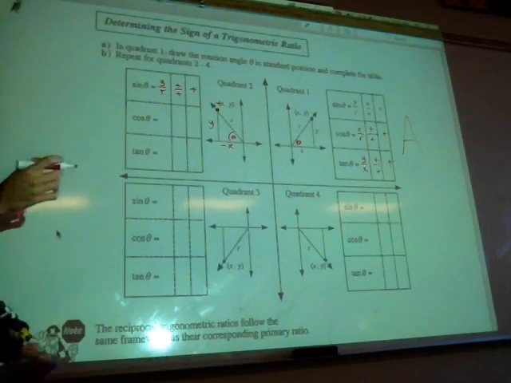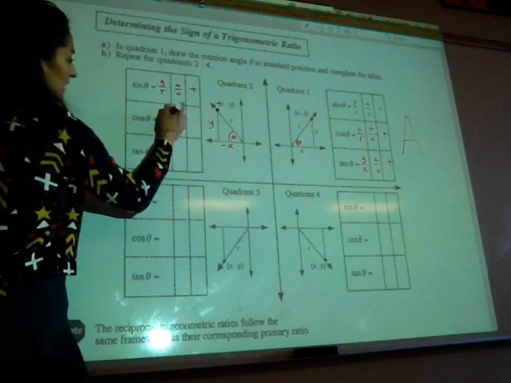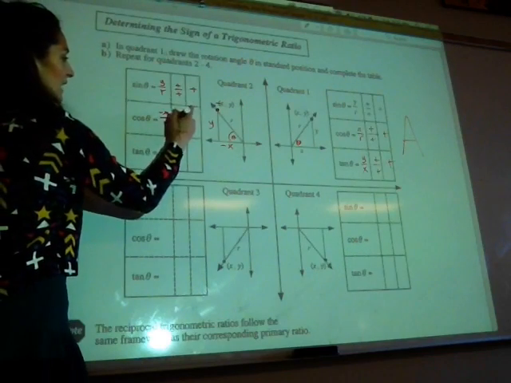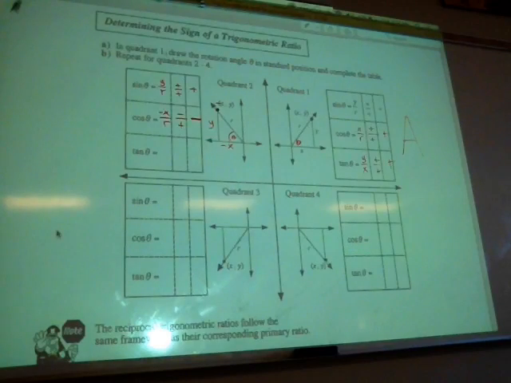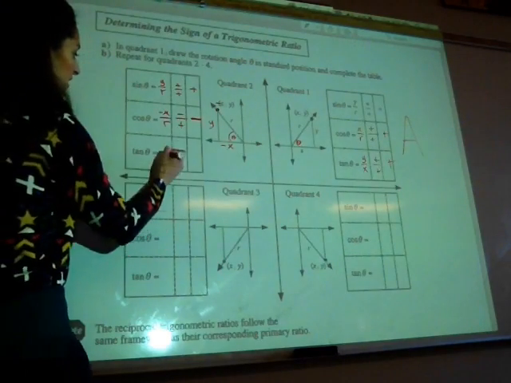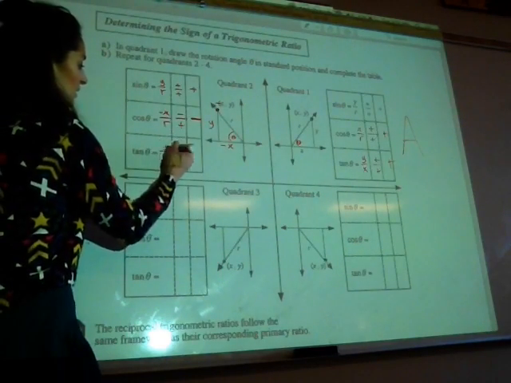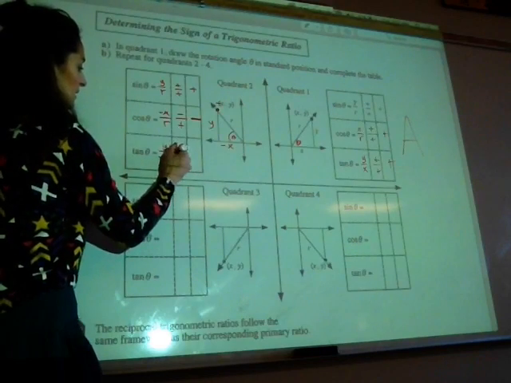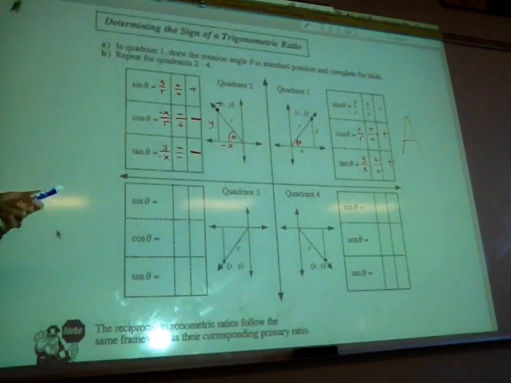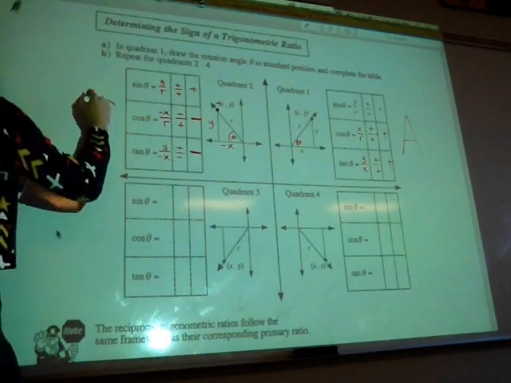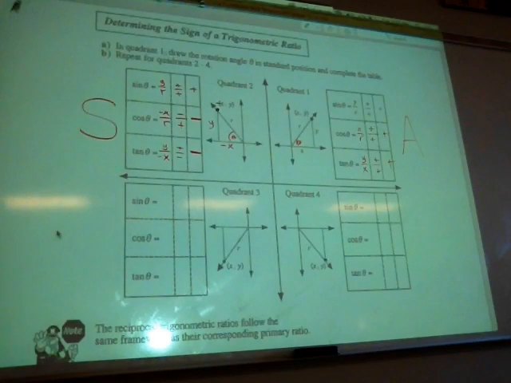Let's check out cosine. Adjacent over hypotenuse is negative x over r. So we have a negative over positive. Cosine is negative in quadrant 2. And lastly, tangent, opposite over adjacent, gives us positive over negative, and it's negative. So the only positive trig ratio in quadrant 2 is sine. Put a big S.